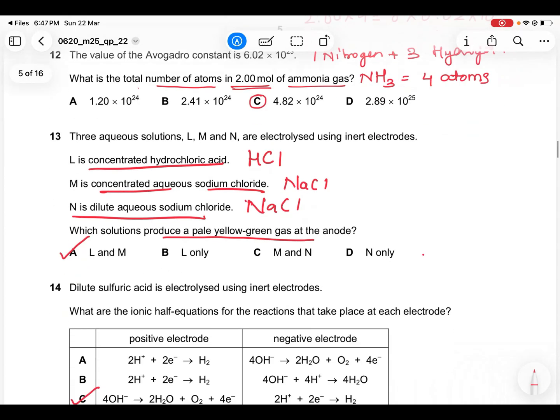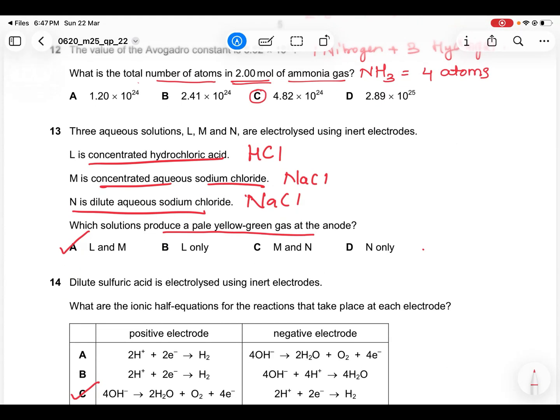Three aqueous solutions L, M and N are electrolyzed using inert electrodes. L is concentrated hydrochloric acid, M is concentrated aqueous sodium chloride, N is dilute aqueous sodium chloride. Which solutions produce a pale yellow green gas at the anode? Now first of all, pale yellow green gas is the color of chlorine gas. I have written the formulas of all the three, L, M and N, and I have to find out where I am going to get chlorine as a product.